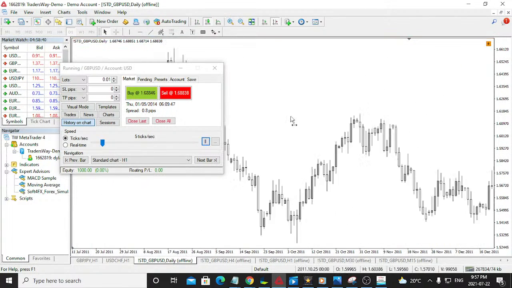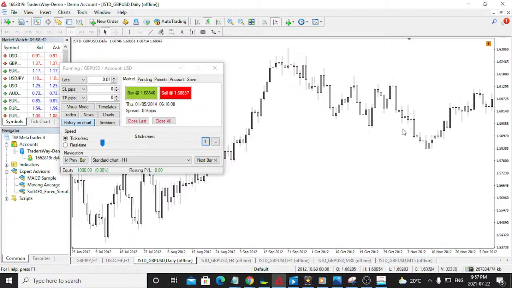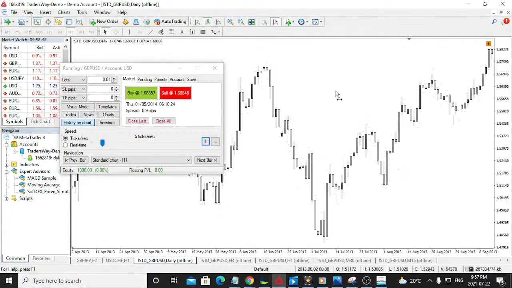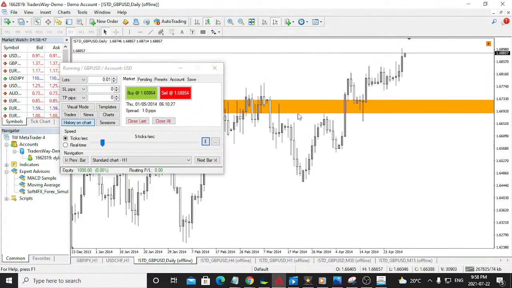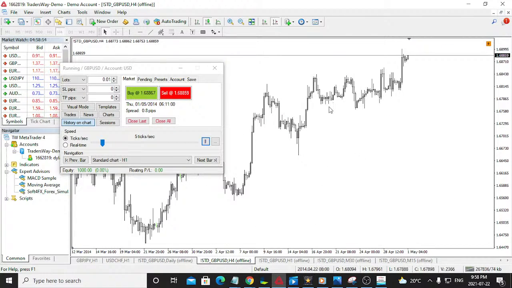So let's first zoom in and kind of see where we're at. It might want to retrace. It's in a pretty big uptrend. It looks like it's trying to break this top actually. So let's zoom in here on the 4 hour. So we have this particular top that's trying to be broken.